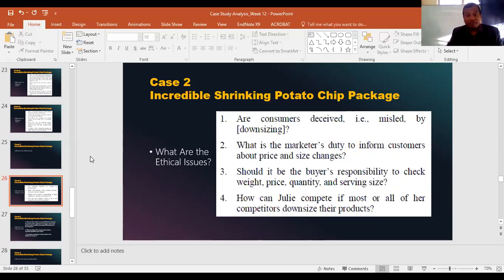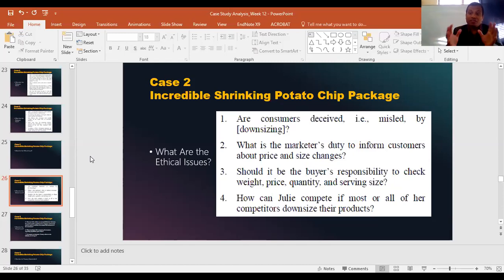The fourth one: how can Julie compete if most or all of her competitors downsize their products? You might have heard the kind of strategy we have seen, the competitive pricing strategy. We have seen that in the pricing. The third option was competitive pricing, where you set your prices keeping in mind your competitors in the industry.